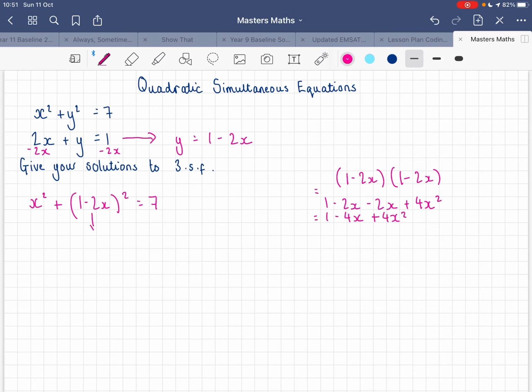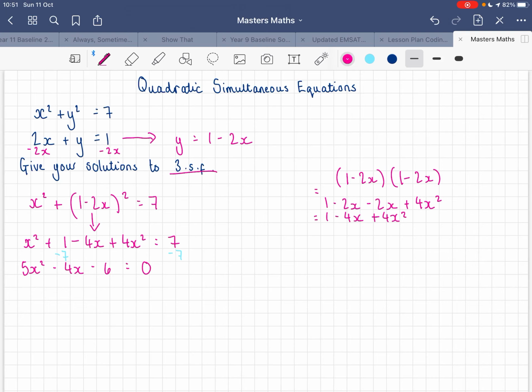I'm going to replace this bracket now with our simplified form, and I'm not going to forget this x squared, okay? It's still there. So I have x squared plus 1 minus 4x plus 4x squared equals 7. Simplify and rearrange, so I'm going to move this 7 over at the same time as I simplify. So I have x squared plus 4x squared makes 5x squared. I have minus 4x, and then I have 1 minus 7 is minus 6, equal to 0.